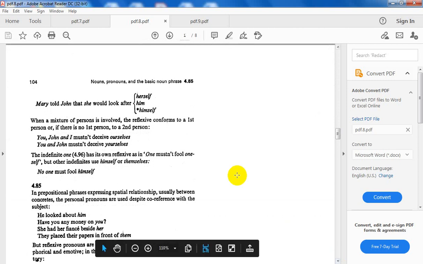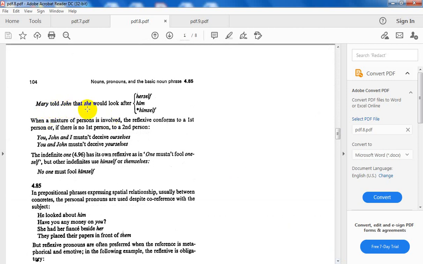But let us look at this sentence. Mary told John that she, referring back to what? To Mary. She would look after him herself. يعني she would look after herself. يعني هي احتاجني بنفسها. She would look after him. تشوفون herself لأن عندي the subject here she herself. She herself. Him. She would look after him. Why? Because I cannot use himself.